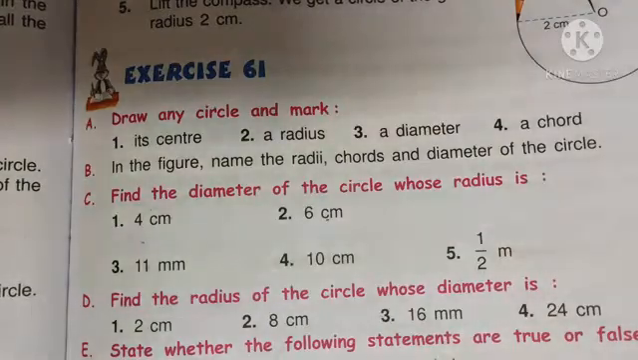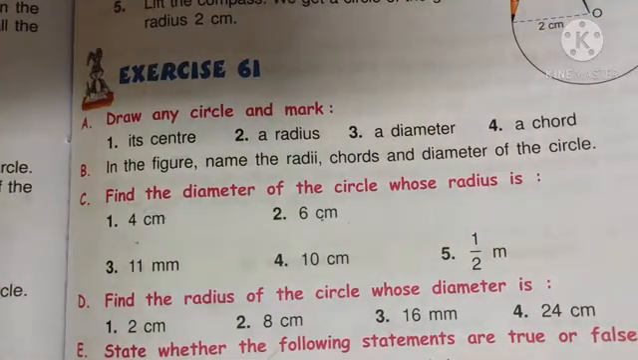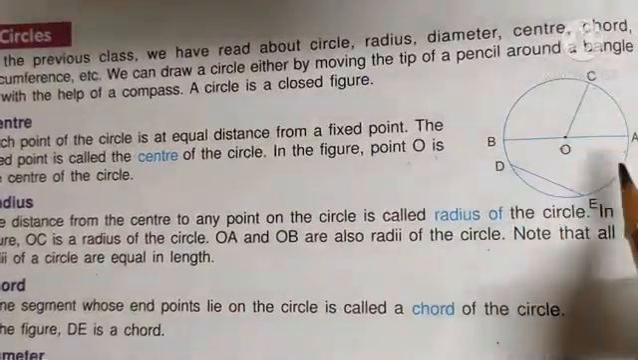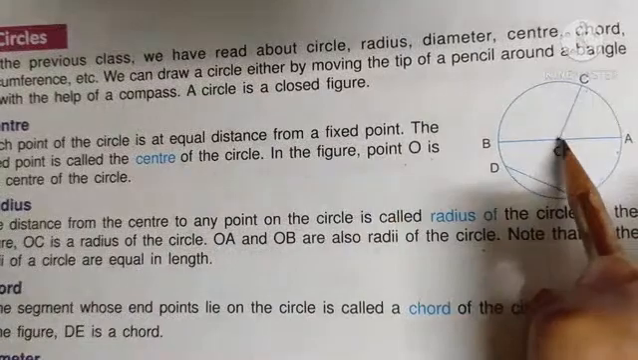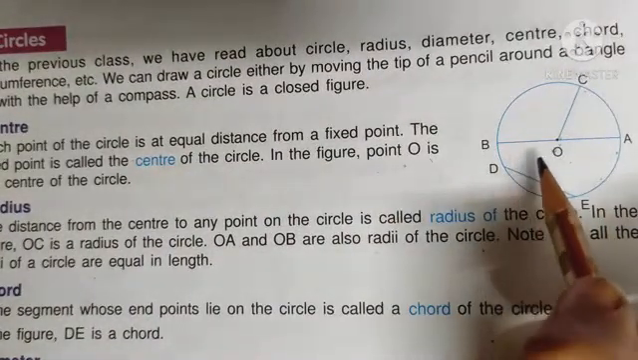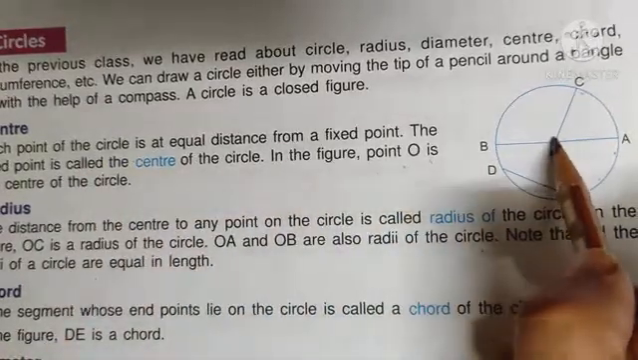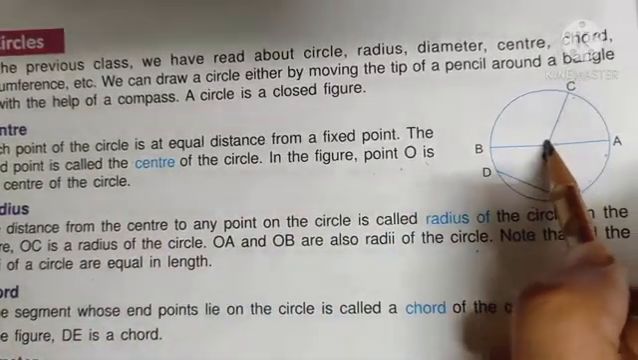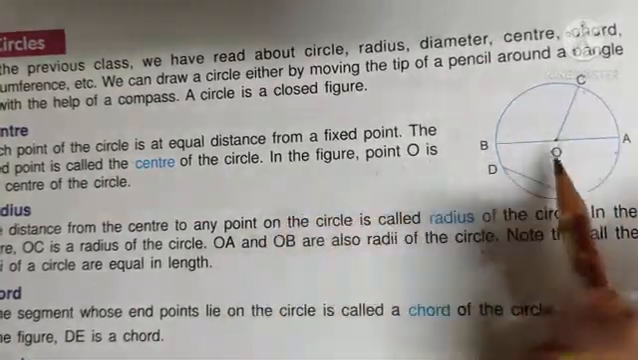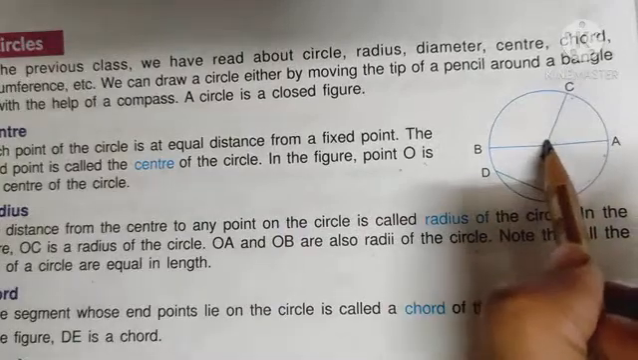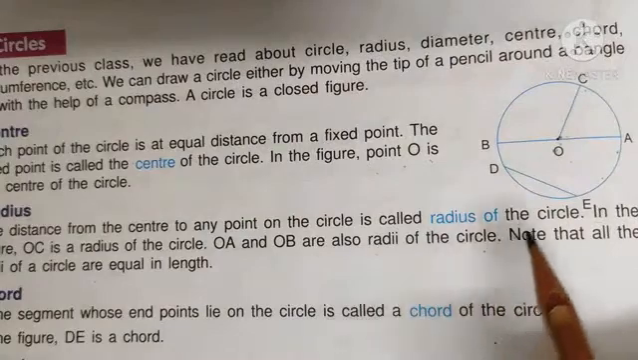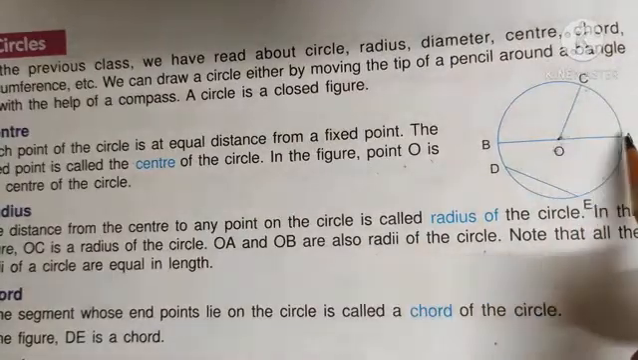So let us know about circle. Here the circle is given. Here you can see O is the center, as each point of the circle is at equal distance from a fixed point. Here the fixed point is called the center of the circle, and in this figure O is the center of the circle. The distance from the center to any point on the circle is called the radius.